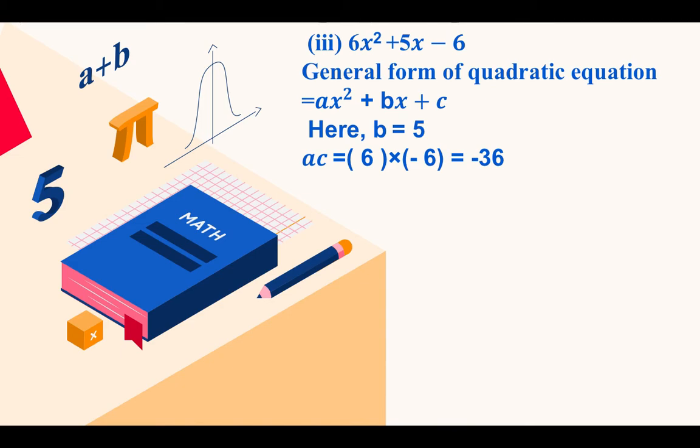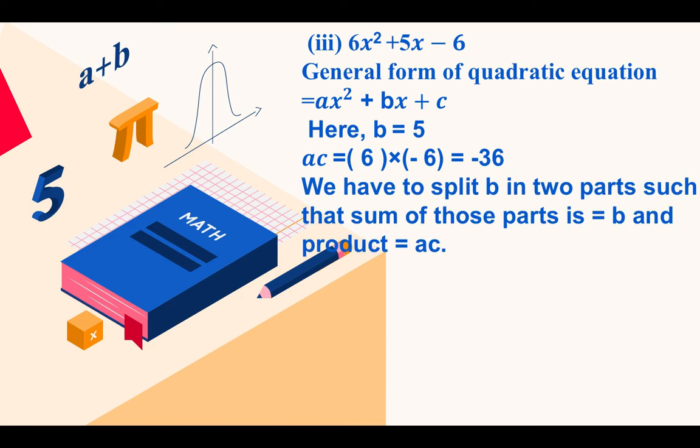Now again we have to split the middle term, means I have to split b, value of b is 5, such that when you add those parts you get the value of b, and when you multiply those parts you get the value of ac. So b is equal to 5 can be written as 9 minus 4.